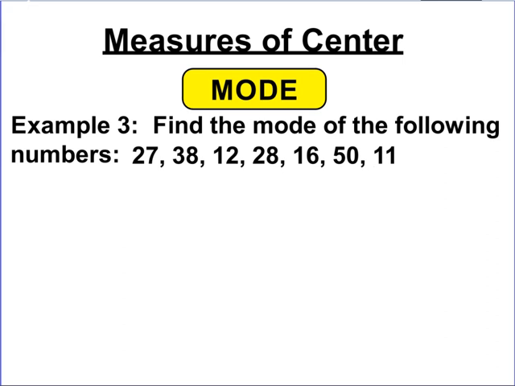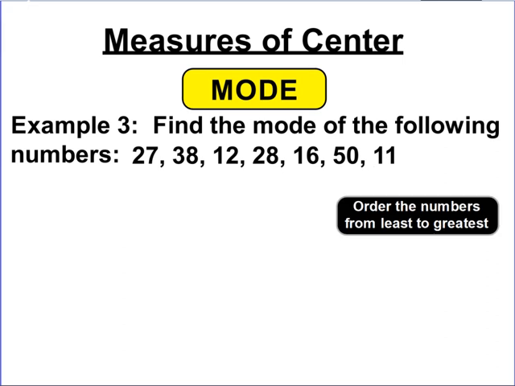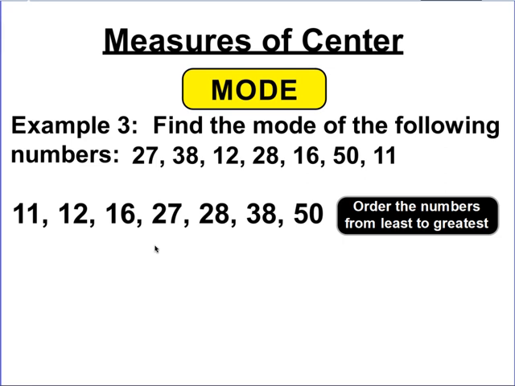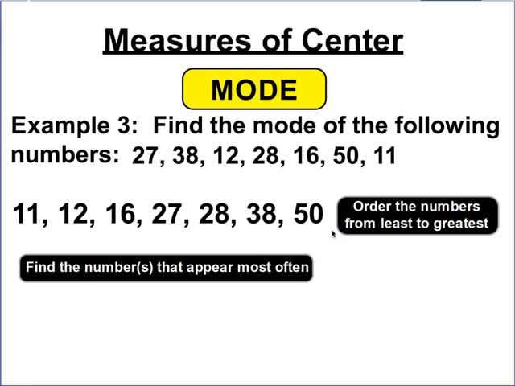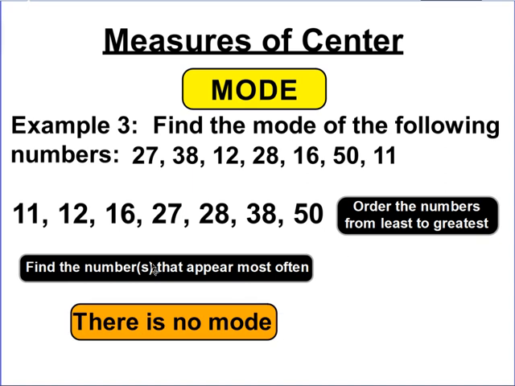Now I changed the data set slightly again. So now let's put them in order from least to greatest. What you'll notice here is that when you go to look for numbers that appear the most often, they all appear once. So if they all only appear once, there is no mode. And that's how you'll tell me the answer. You'll just write down no mode or type in no mode.